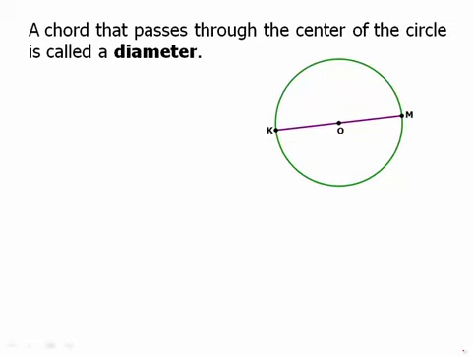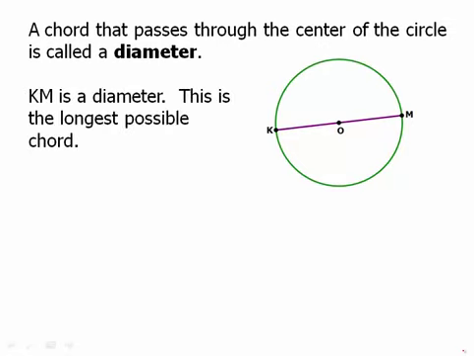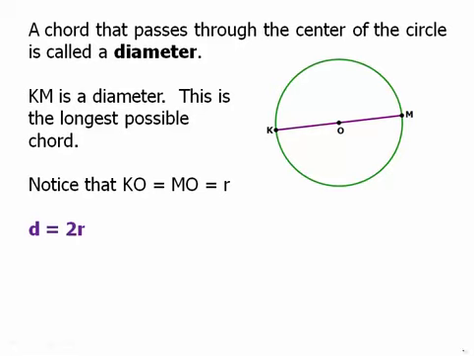A chord that passes through the center of the circle is called a diameter. So a diameter is a chord. In fact, it is the maximum length chord, the longest possible chord. And notice that a diameter is made up of two radii. KO is a radius and MO is a radius. So we can say diameter equals 2r.